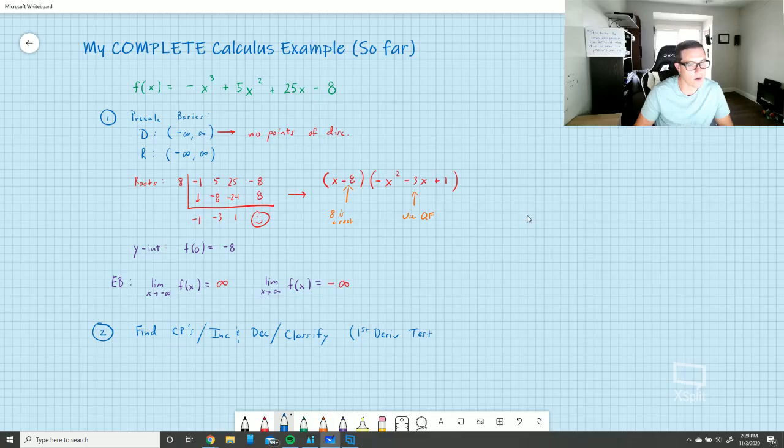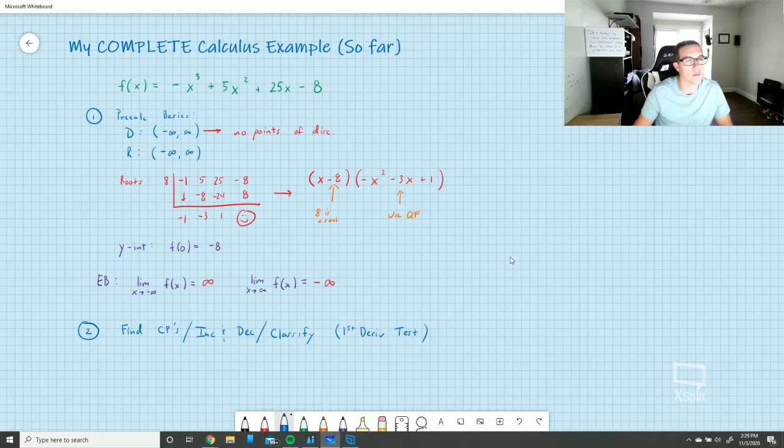I have given you a nice function on purpose because this is mostly to highlight all of the important processes we're going through. I'm not focused on finding a difficult derivative right now, but you should be able to find the difficult derivatives no matter what we have to use. Product rule, quotient rule, chain rules, all that stuff comes into play here. So the derivative is not too bad. Power rule: negative 3x squared plus 10x plus 25.